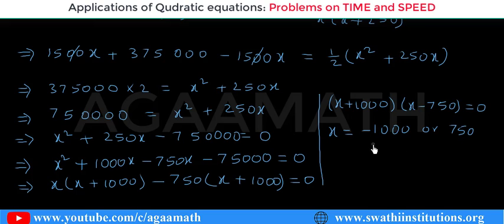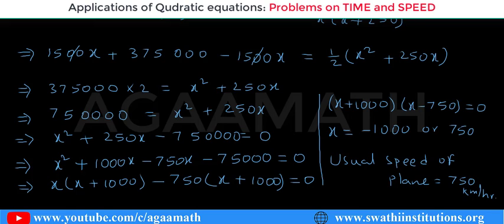Now x is nothing but speed, and speed can never be negative. So here we have to consider that the usual speed of the plane equals 750 kilometers per hour. Fine. So this is how we solve the applications of quadratic equations related to time and distance, right?